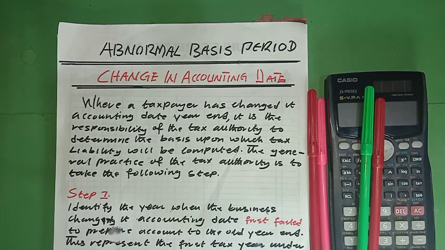I discovered that one of the major issues students are having with change in accounting date is discovering the year of change. So how do you know the year of change? Most students know how to prorate and how to calculate, but the year of change is the issue.